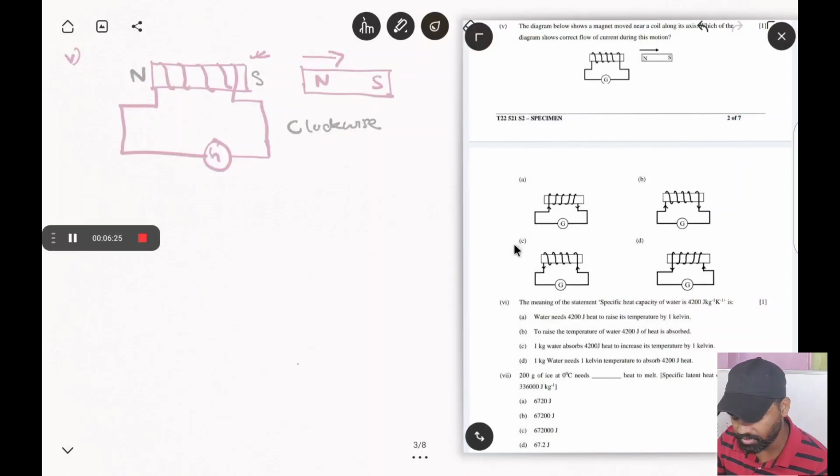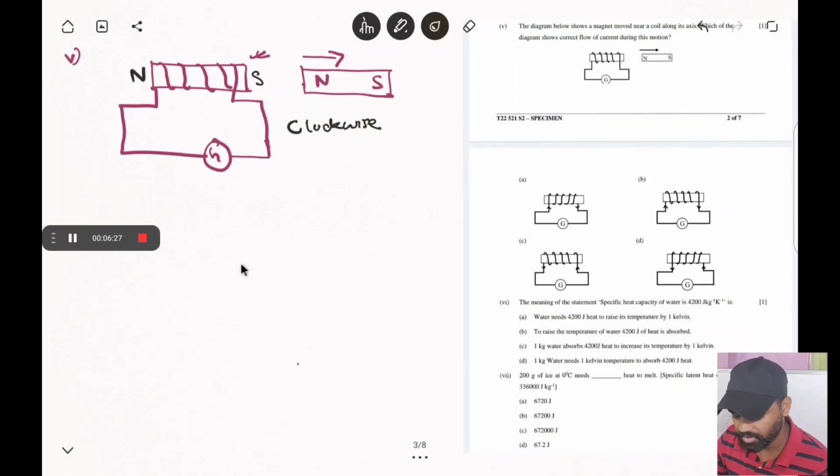I think figure C is my correct figure. Yes or no? This is my correct figure where the current is clockwise at this end. Yes or no? This is the direction of current given. If you look from the end, it will be clockwise, isn't it?